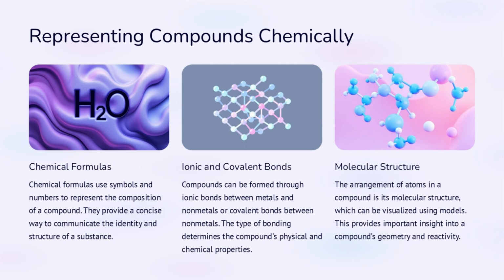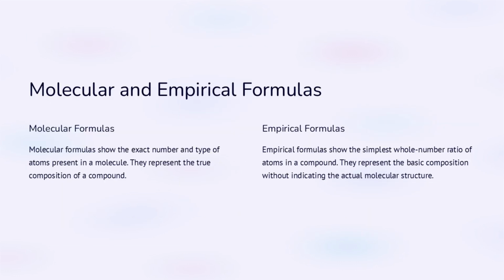The arrangement of atoms in a compound is its molecular structure, which can be visualized using models. Molecular structure provides important insight into a compound's geometry and reactivity. Molecular formulas provide the exact number and type of atoms in a molecule, showing the true composition of a compound.